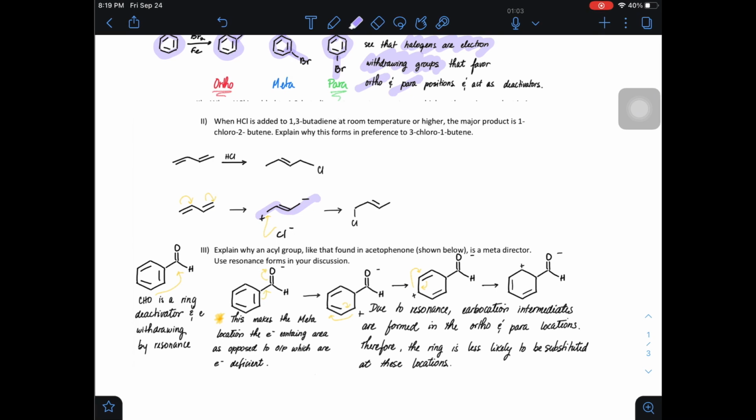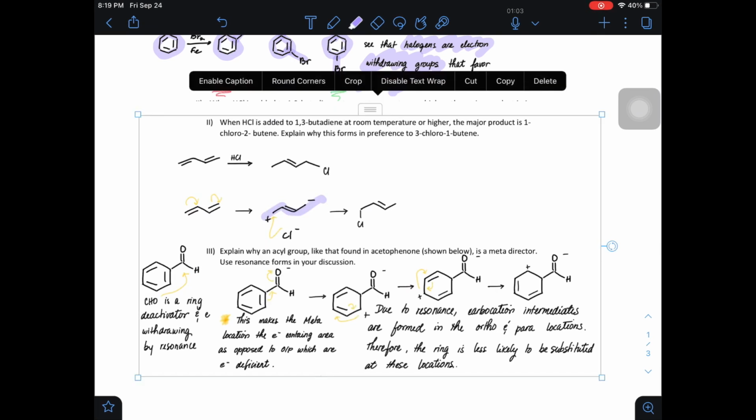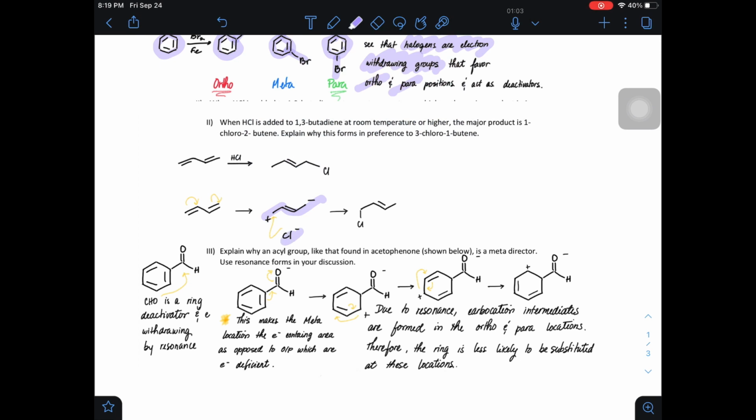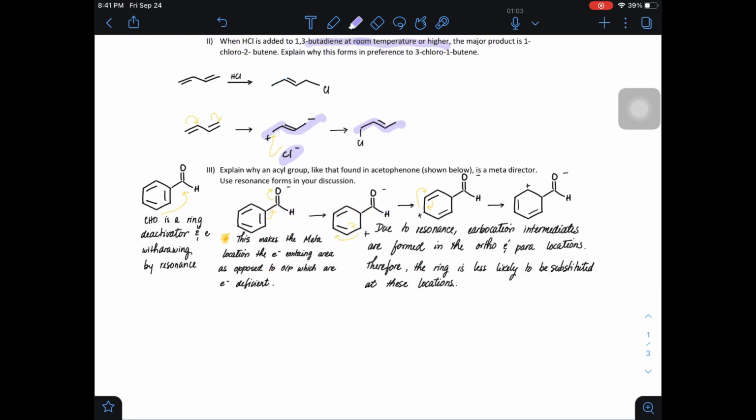So as the positive charge is on one side and the negative on the other, chlorine actually attacks that positive area, and that's how we end up with this result. As I said, the key thing here is the high temperature or room temperature that favors the least stable alkene.